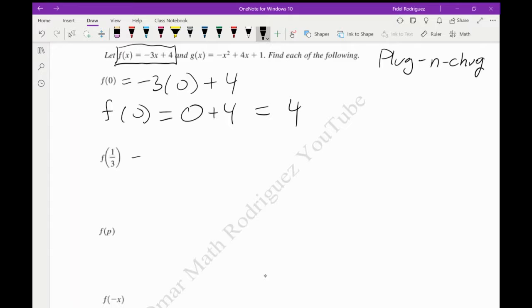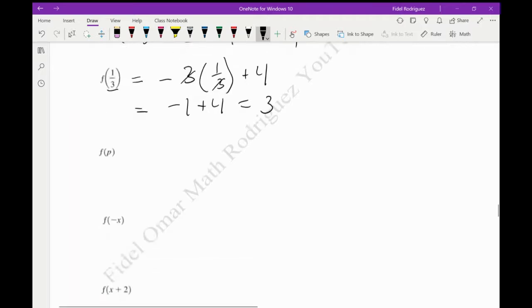And we're going to do the same thing here for this next one. So I'm going to come back to this function right here, and everywhere I have an x, I'm going to replace it with the number 1/3, right? So I have negative 3 times 1/3 plus 4. So guys, these 3's here will cancel, and so this is going to give me negative 1 plus 4, which is equal to 3.